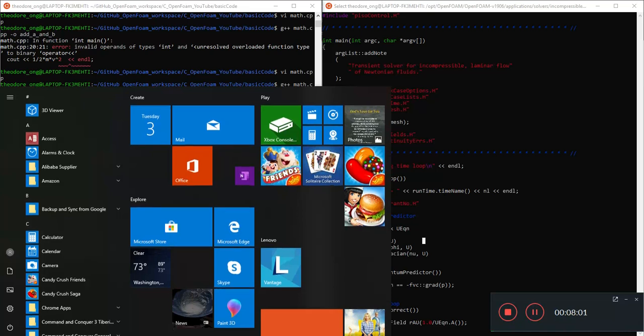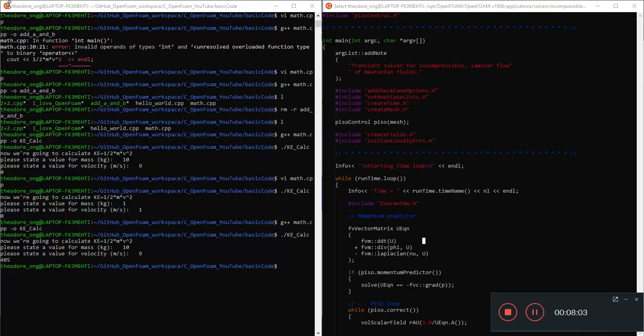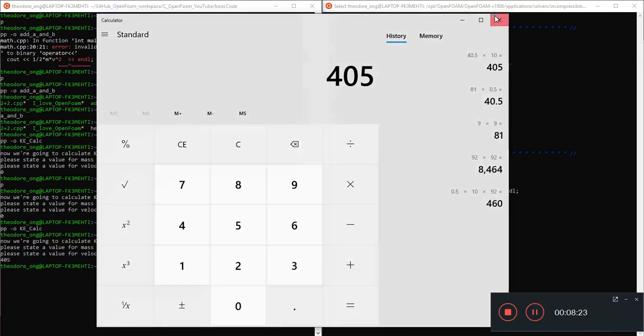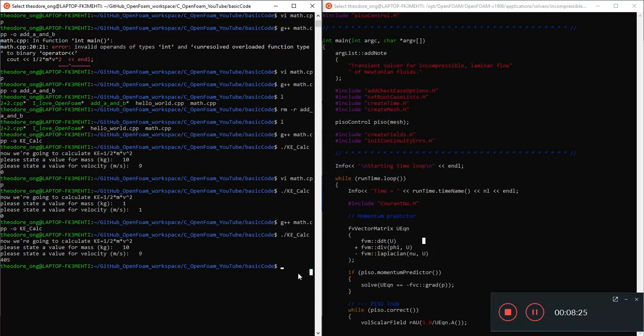So you double check with the calculator to see whether it's running correctly. 0.5 times 10 times 9 squared. Oops, sorry. Okay, never mind. Let me do 9 times 9 times 0.5 times 10. 405. Now we know our C++ code is working correctly. So this is just some of the basic math functions that we need to know.